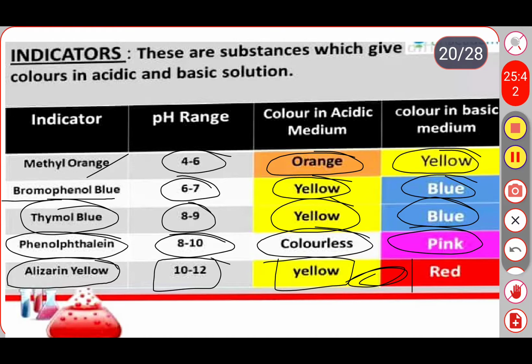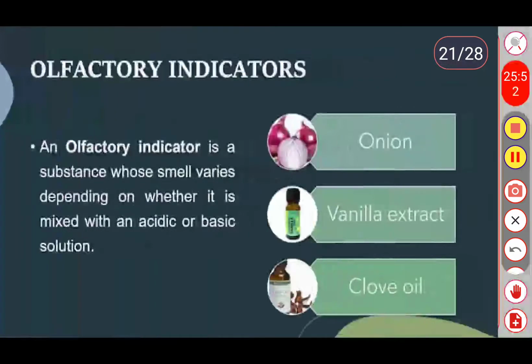So these are some of the examples of indicators, and these indicators show different colors in acidic nature and basic nature, as well as in neutral solutions also. Let's come to the next type of indicators, that is olfactory indicators.